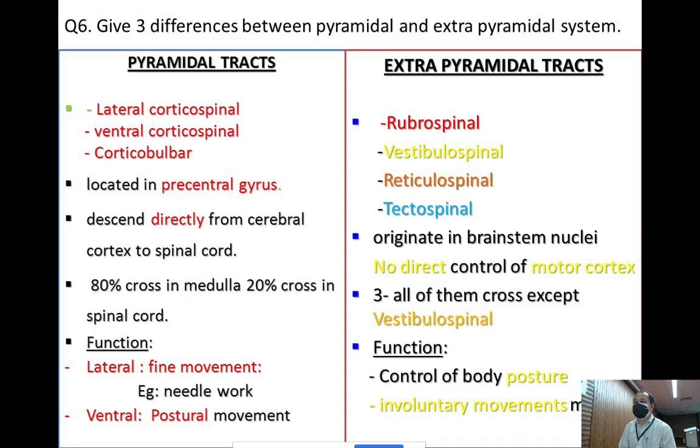Now we know the differences between the pyramidal tracts and the extrapyramidal tracts. Pyramidal tracts take origin from the precentral gyrus, the motor cortex, basically. But the extrapyramidal tracts originate in brainstem nuclei or subcortical structures. The pyramidal tracts are the lateral corticospinal tract and the anterior corticospinal tract, and of course you also have to include the corticobulbar, or corticonuclear, tracts. The extrapyramidal tracts consist of the rubrospinal tract, vestibulospinal tract, reticulospinal tract, and tectospinal tract.